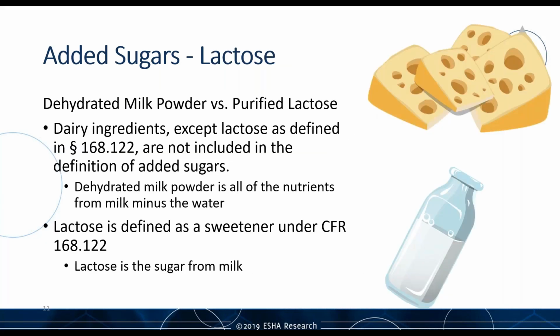I mentioned lactose. Lactose is the sugar from milk. Lactose is present in milk products as a naturally occurring sugar. The sugars in whole food dairy products like milk or in milk powder are not considered added sugars. They come with the full nutrient profile of the milk product. However, lactose as an isolated sugar has a standard of identity that's stated in the CFR. You can see the reference there. An ingredient that meets the standard of identity for lactose also meets the FDA definition of added sugars, so it needs to be labeled as such.